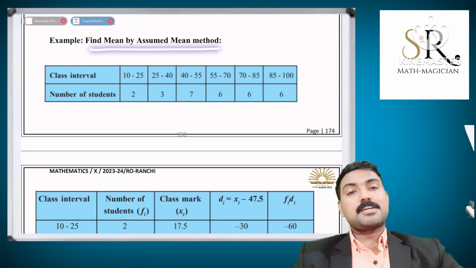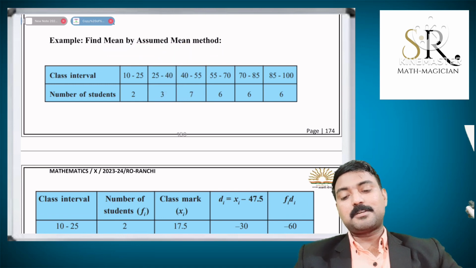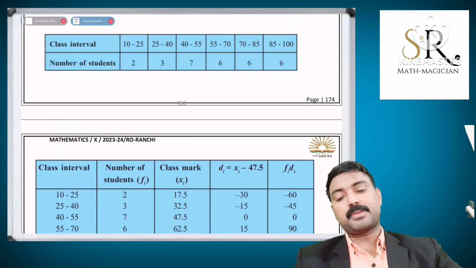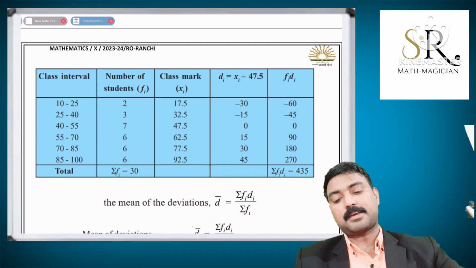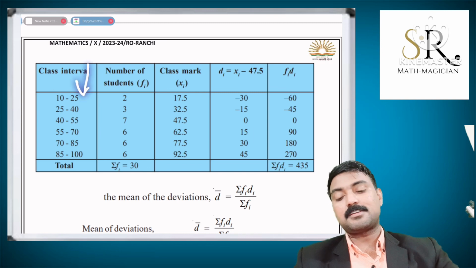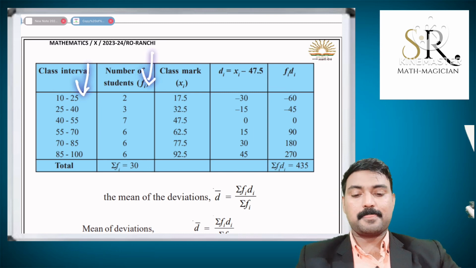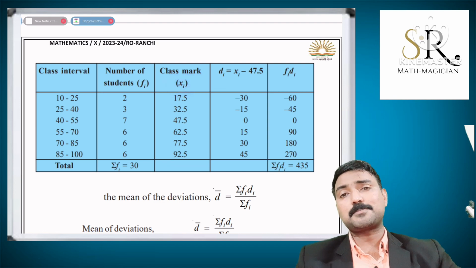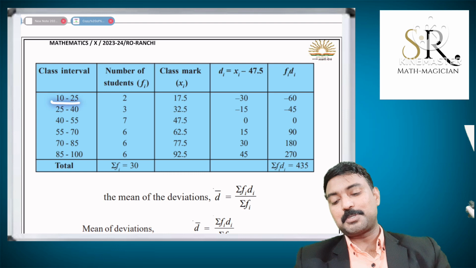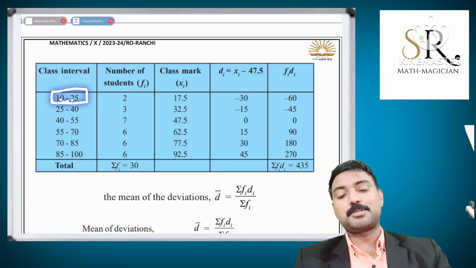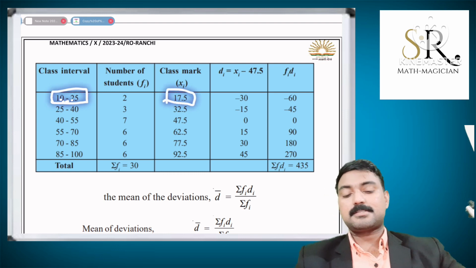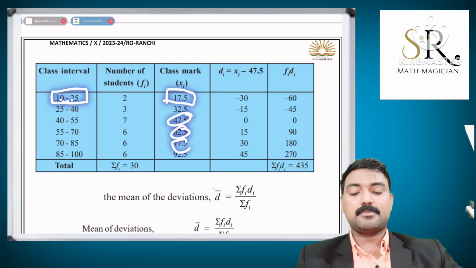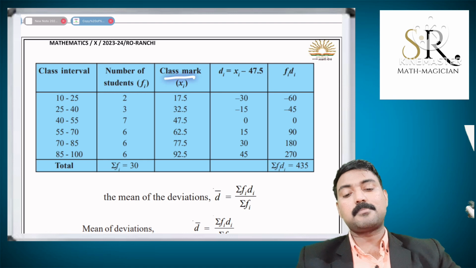Find the mean by using assumed mean method. First we write the classes in the first column and the frequency is also given here. This will be in the second column. So the first column is always class interval, the second column frequencies. Now we can find class mark also. As usual we can find class mark. How to find class mark? Mid value. 10, 25. What's the mid value? 10 plus 25 divided by 2. That means 17.5. In such a way we can find each mid value. We will get the mid values of each and every class, which is known as class mark.